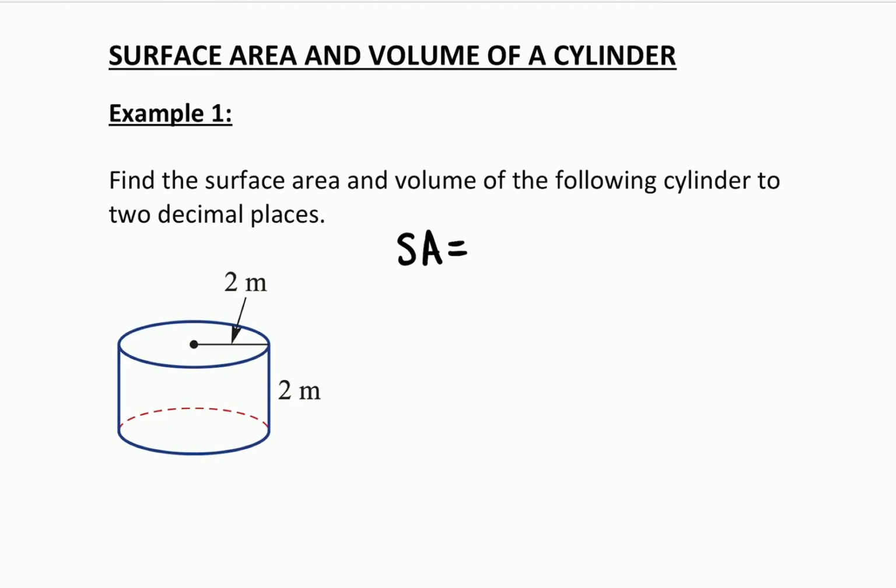And the surface area of a cylinder, we've got 2 different types of shapes on the cylinder. We've got our circular faces here, and there's 2 of them. So we need to find the area of both circular faces, so that's 2 pi r squared, because pi r squared gives us the area of a circle. And since there's 2 of them, we just need to multiply by 2.